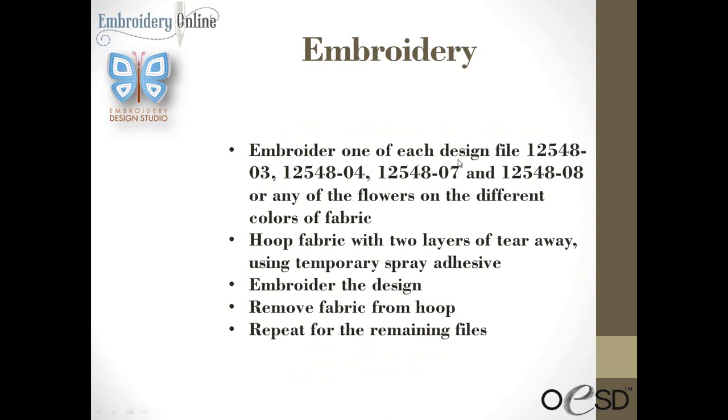Embroider one of each of your design files 1254803, 04, 07, and 08, or any of the other flowers that you would prefer on your different colors of fabric. Hoop your fabric with 2 layers of tearaway using the temporary spray adhesive. Embroider your design, remove your fabric from the hoop, and repeat for the remaining files and fabrics.